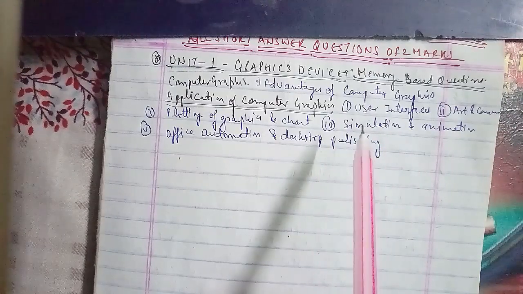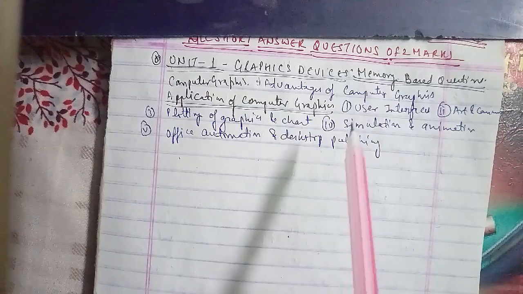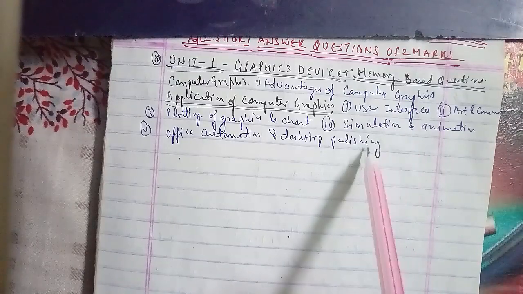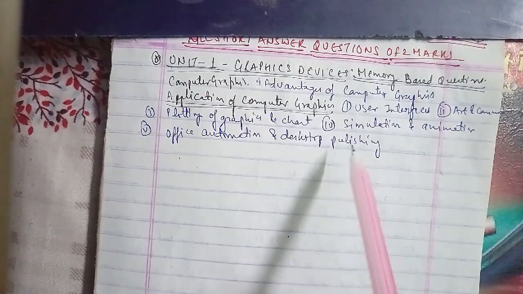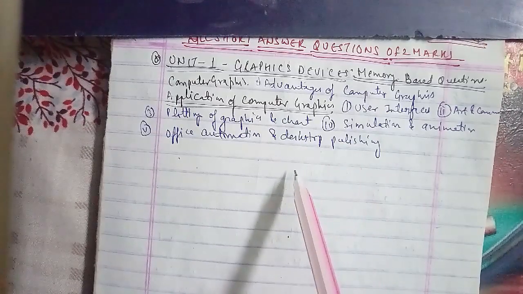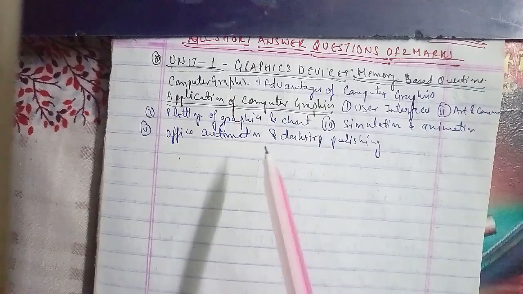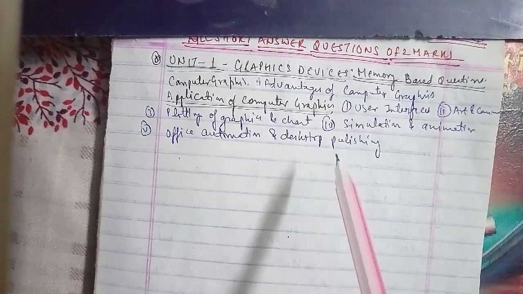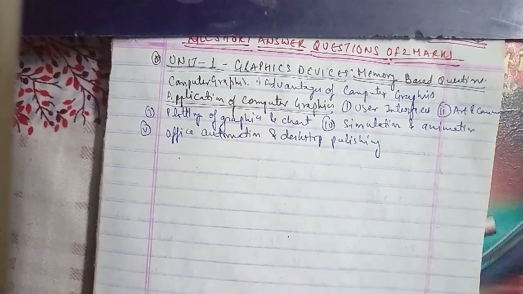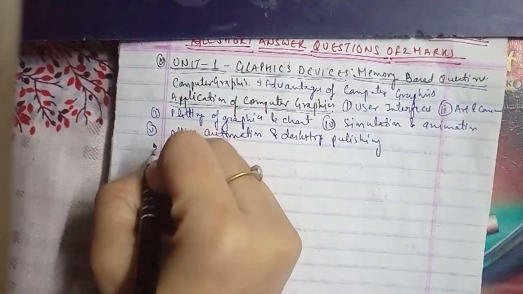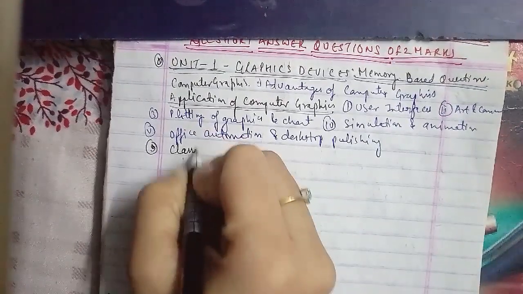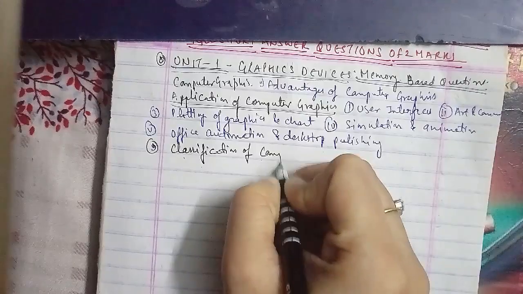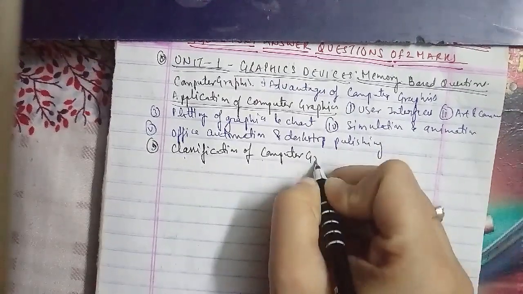Now we will go ahead with the discussion about the other question, that is to give the classification of computer graphics. We'll discuss the classification of computer graphics, which has been asked for 2 marks here. The classification of computer graphics is according to the type of object, according to the type of interaction, and according to the pictorial representation.